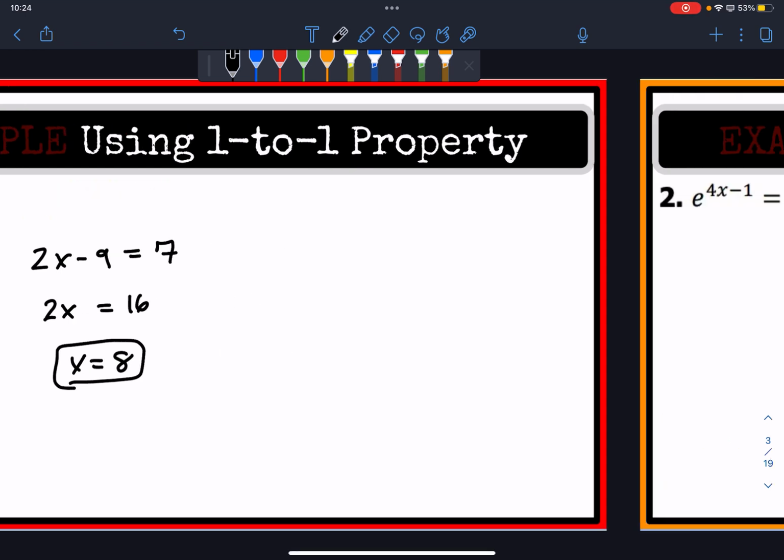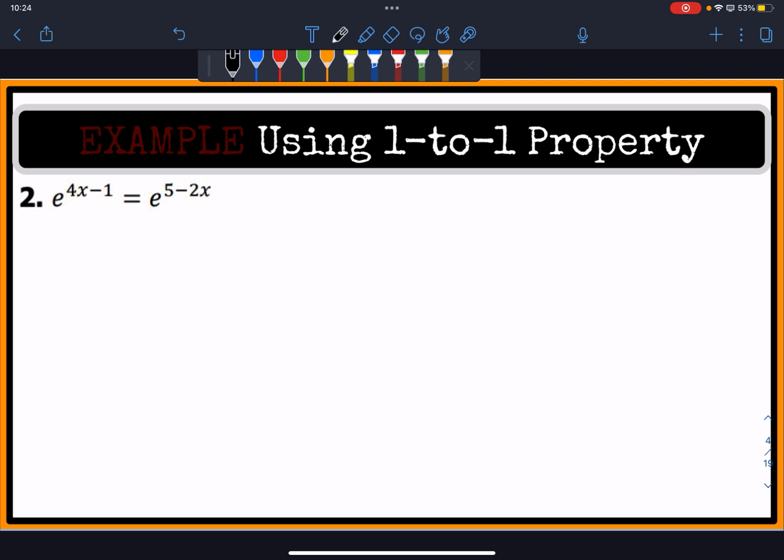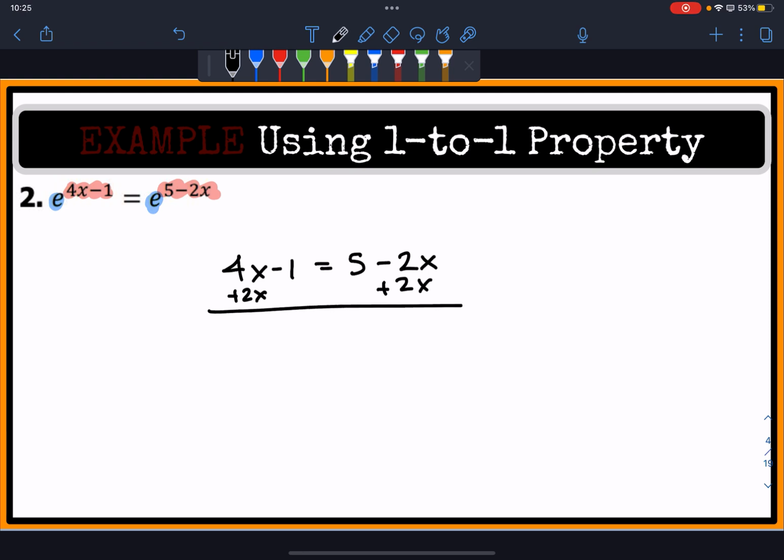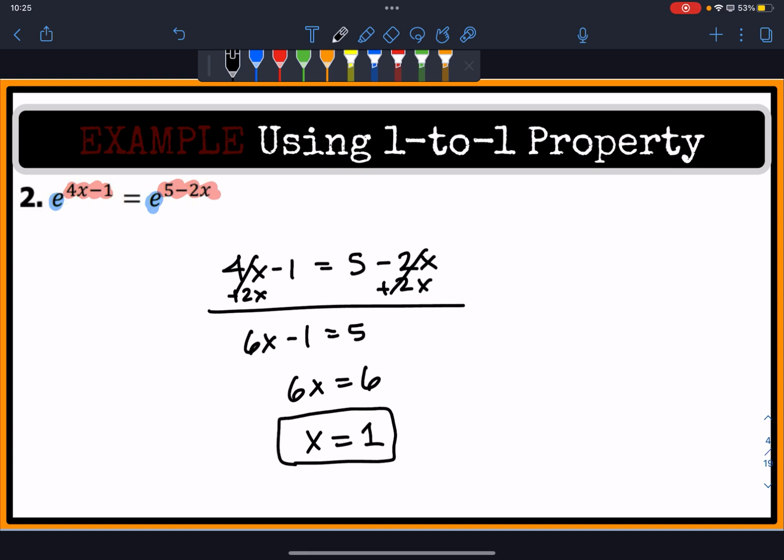Let's look at another example. For natural bases, same rule. Again, as long as the bases are the same, which in this case they are, they're the natural base, that means the exponents have to be the same. So 4x minus 1 equals 5 minus 2x. To solve this equation, we would add the 2x to both sides. I'm sorry, that's 6x minus 1 equals 5. Add the 1 to both sides. So 6x equals 6, and when divided by 6, x equals 1. And there's your solution.